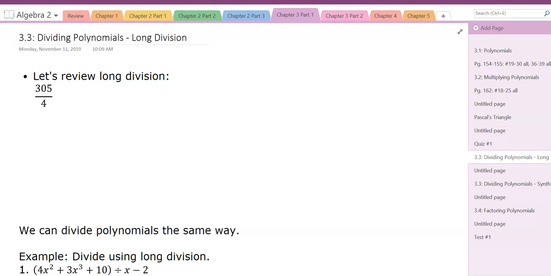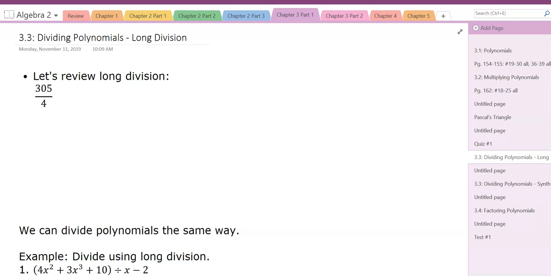Okay, so we're going to get into now how to divide these polynomials. So far we've talked about adding and subtracting and multiplying them, and then we went into expanding them using Pascal's triangle. So after multiplication is naturally division. And what we're going to talk about first, we actually have two ways to divide polynomials. The first way is using long division.